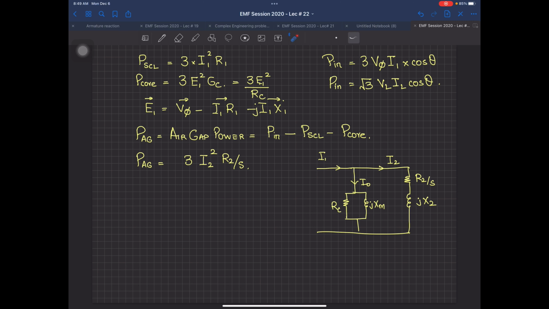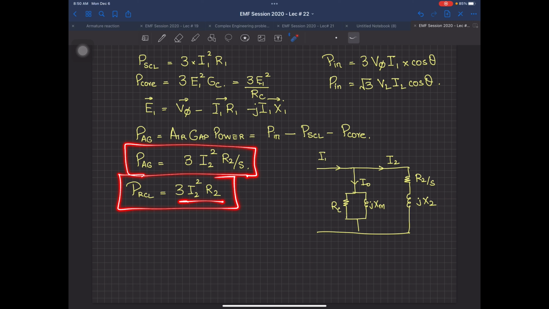I told you in the last lecture, we have done this equivalent circuit just for our simplification. Otherwise, practically the resistance of the rotor is still R2. So this means that my rotor copper losses are going to be 3 I2 square R2 because the rotor physical resistance is still R2, but the power which is actually going inside the rotor is this power. So this power, that is 3 I2 square R2, is the power wasted in rotor.